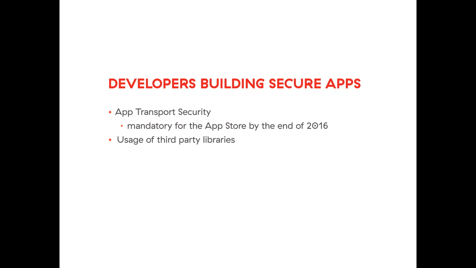And then we come to the thing that we as developers are kind of responsible for. First thing that Apple introduced in 2015, App Transport Security, which should be mandatory by the end of 2016. So if you don't have it, your app will be rejected from the App Store. Basically, it's a mechanism for end-to-end encryption between your phone and the remote backend.